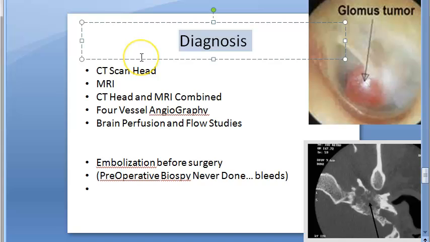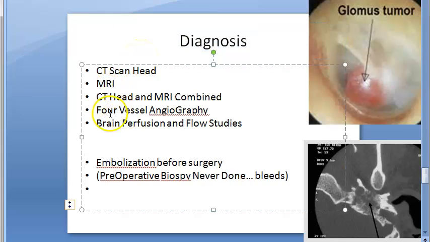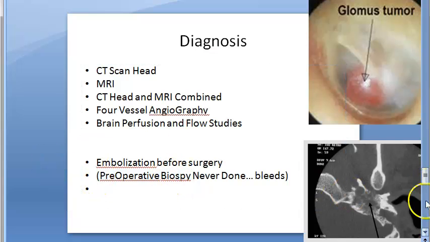Coming to diagnosis, CT, MRI, combination of CT and MRI. For the vessels, you can do angiography. Then brain perfusion, flow studies, etc. Before surgery, embolization, and never do biopsy. Preoperative biopsy should not be done.